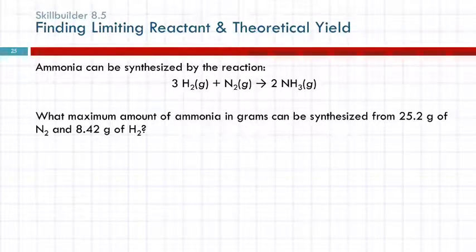Let's do another one. Ammonia can be synthesized by this reaction. What maximum amount of ammonia in grams can be synthesized from 25.2 grams of nitrogen and 8.42 grams of hydrogen? So again, take the numbers and write them under the formulas. So 25.2 grams of nitrogen and 8.42 grams of hydrogen.